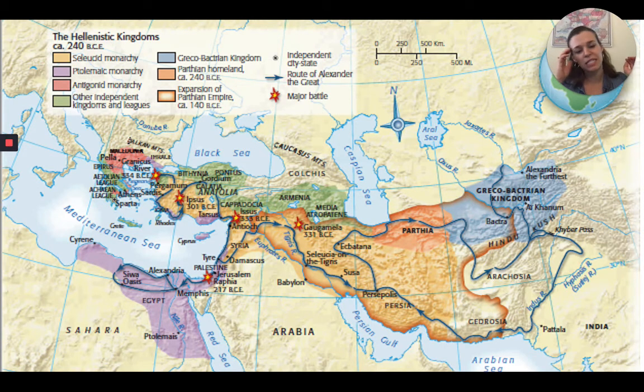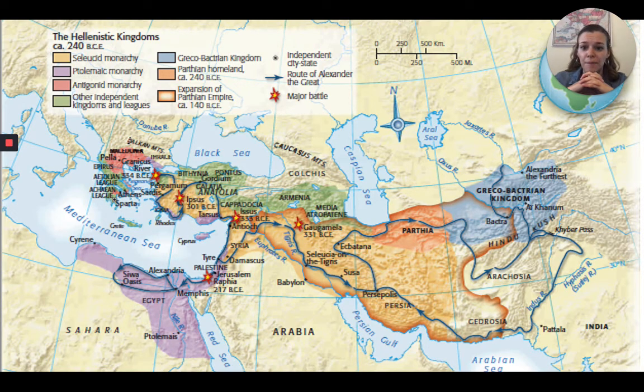After he dies, he hasn't married, he doesn't have any kids, there's no clear inheritor. And since it's such a huge area, how do you govern such a huge area before you have telephones or telegraph even, right? His generals decide to divide it up.